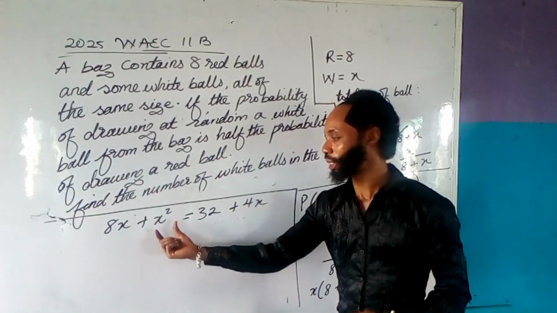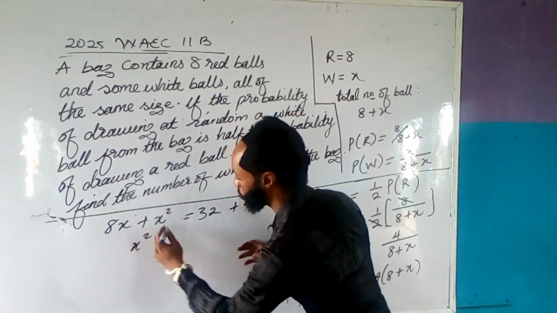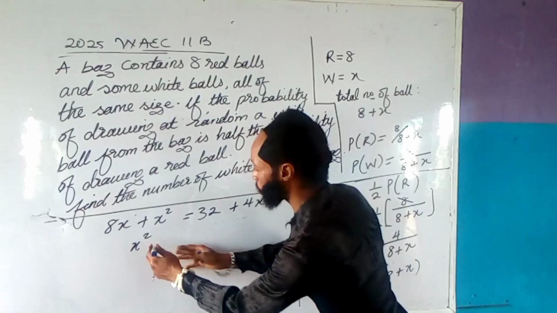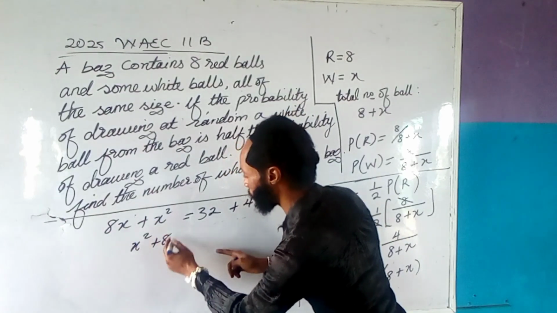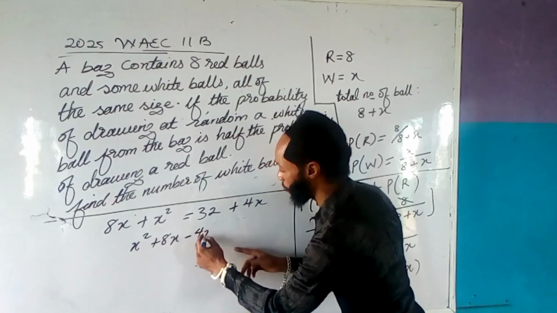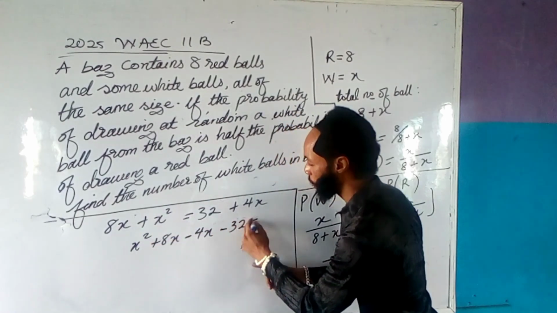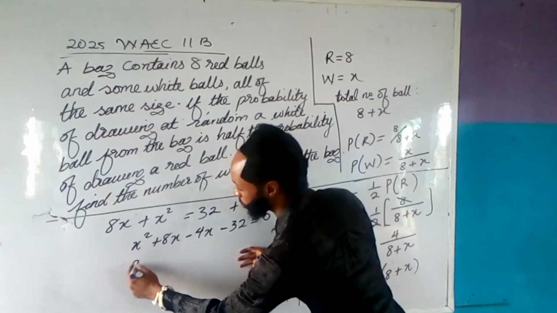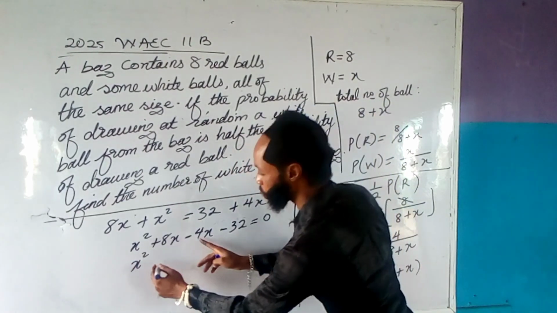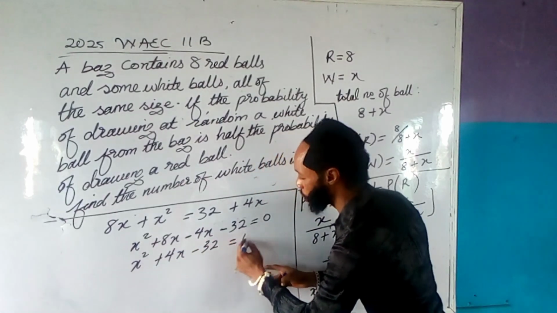Since we have the quadratic term here, we take everybody this way. So we have X squared plus 4X, this 4X coming in becomes plus 8X first, and this 4X coming in becomes negative 4X. Then 32 coming in becomes negative 32 equals 0. So we have X squared plus 4X, since 8 minus 4 is 4, negative 32 equals 0.